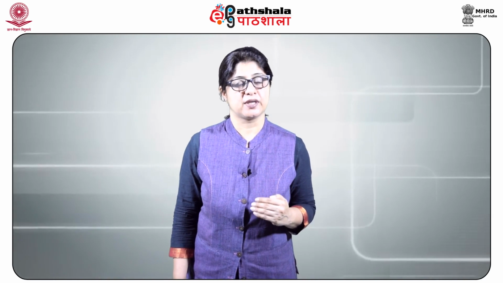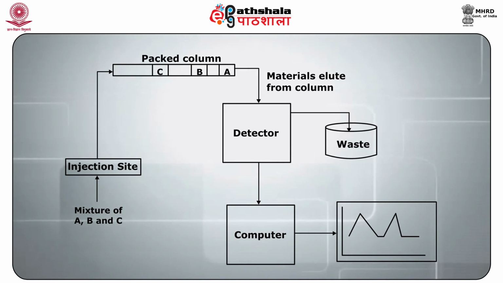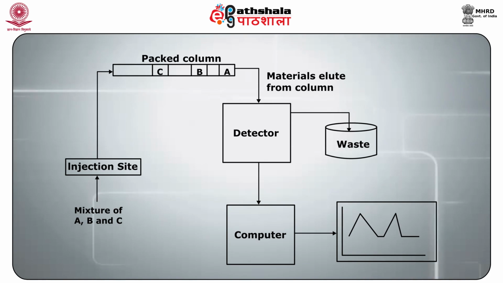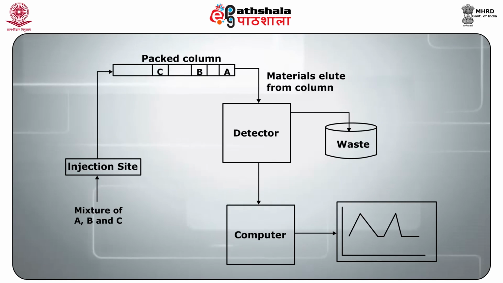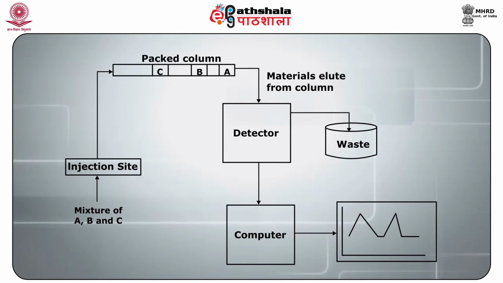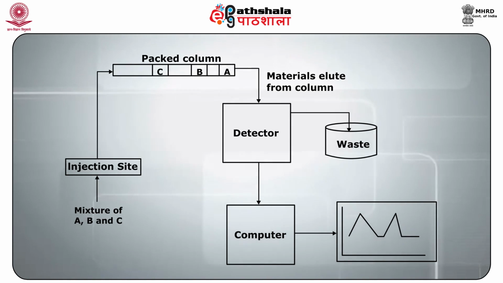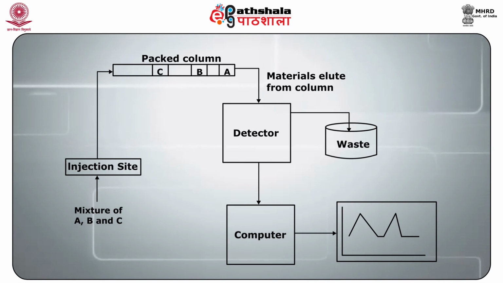Instrumentation and working. Liquid chromatography. It is shown here in the given figure where the injection site is. It passes through the packed column, materials are eluted from the column, go into the detector, and one section goes into the waste, while from the detector a computer interprets it and converts it into a graphical representation.